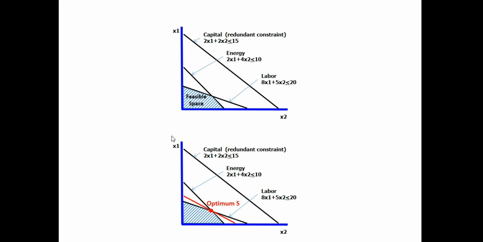Also, in the figure below, I have drawn the objective function as well, and as you can see, the intersection of all three lines defines our optimum solution. So in this problem, our optimum solution is this point. So let's go back to GAMS and see how we should model this problem.